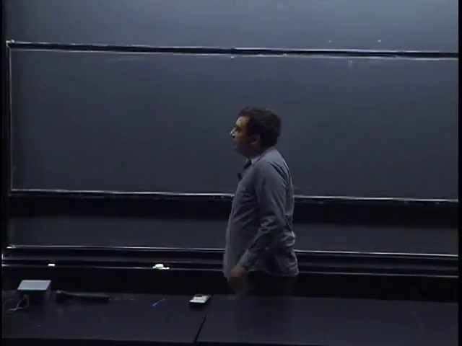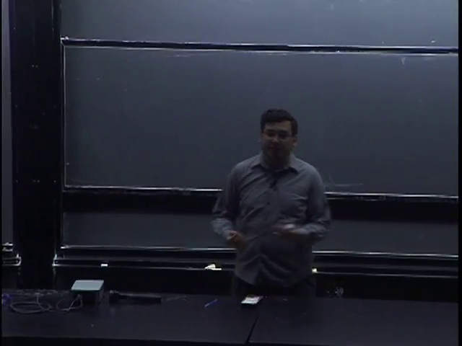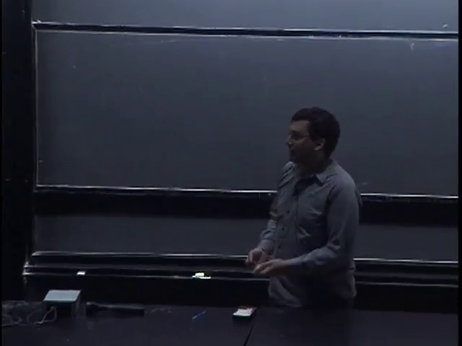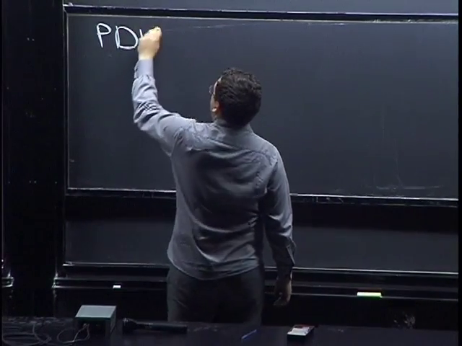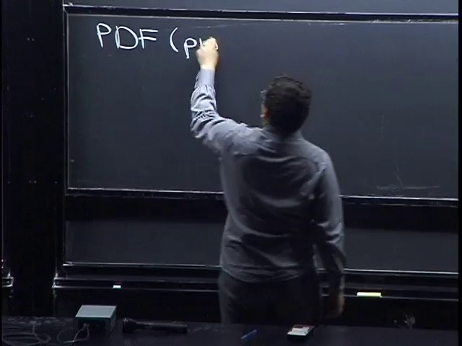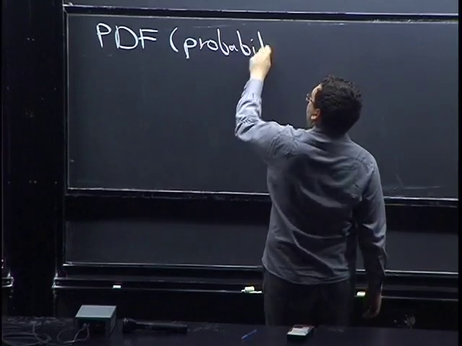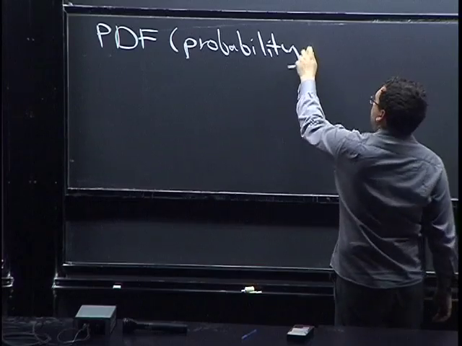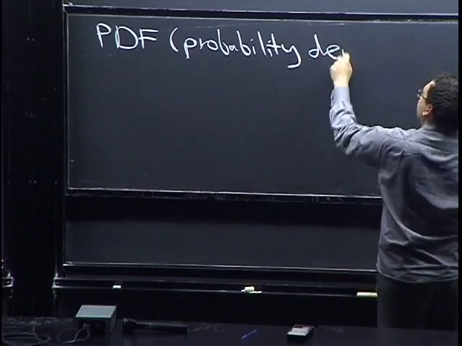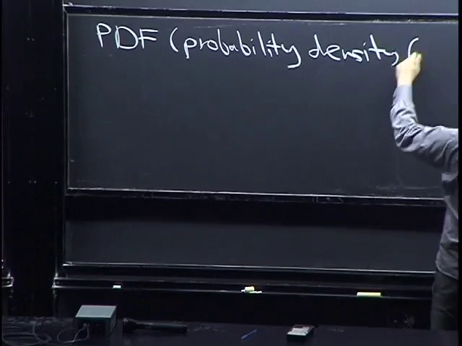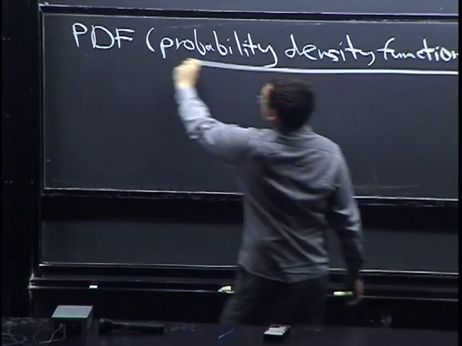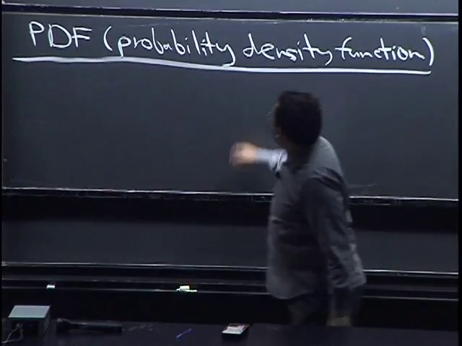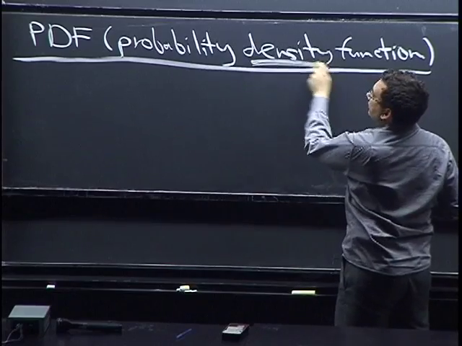So it's analogous to the PMF. The PDF is the most direct, or the most common, way to specify a continuous distribution. PDF stands for probability density function, not portable document format, probability density function. Okay, so the key word here is density.